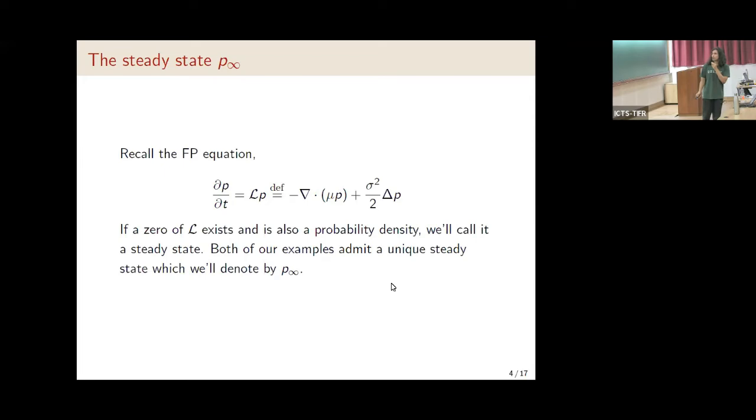Let's talk a little bit about the steady state. Recall the equation ∂P/∂t = LP, which is minus divergence of μP plus σ²/2 Laplacian of P. If a zero of L exists, and it is also a probability density, we'll call it a steady state. Both of our examples admit a unique steady state, which we'll denote by P∞.